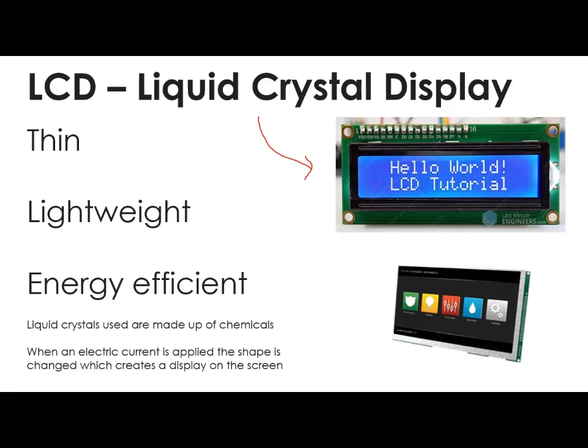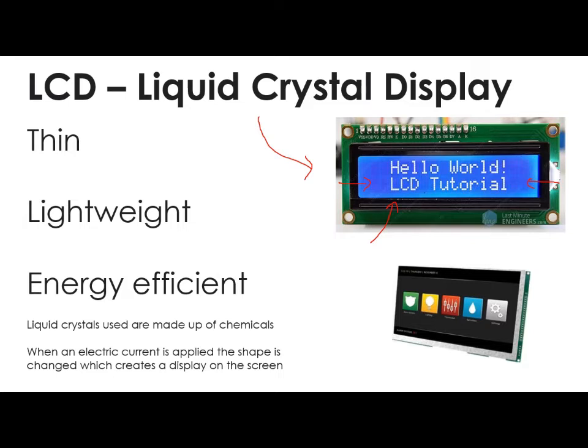Basically, the liquid crystals that are used in this display are made up of different types of chemicals. Now, when a current is applied to the screen, the shape of those crystals changes, which creates a display on the screen. So you could basically apply a current and you would get a display to come up on the screen a little bit like this one.